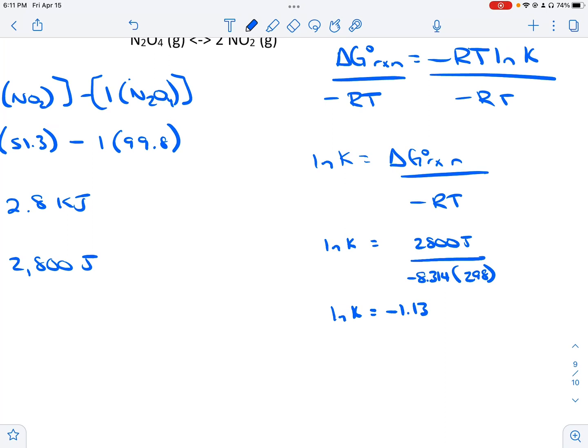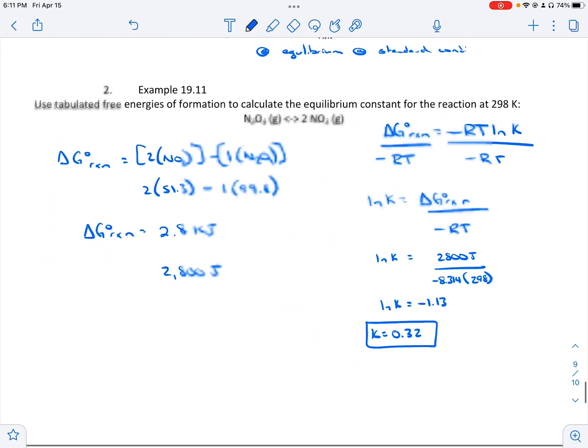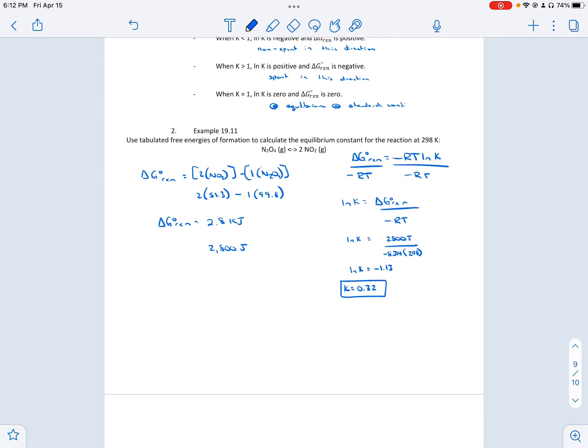Now, at this point, we have to get the ln out, right? And we can just take the inverse natural log, if that's what we're calling it these days, or e to the x of negative 1.13. And so our K is going to be equal to, not negative, 0.32. K is equal to 0.32. Now, does that make sense? It's less than 1, so it is non-spontaneous, right? Which makes sense because our delta G is so small, but it's positive. All right. Hope that makes sense. And that is the end. I'll see you guys on the next one, chapter 20.